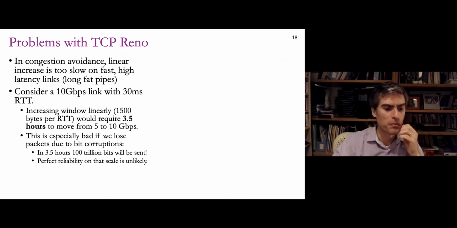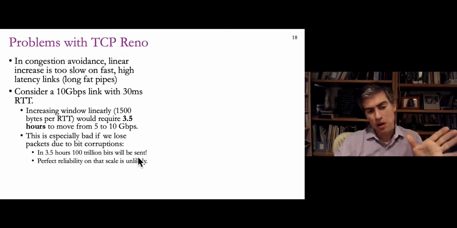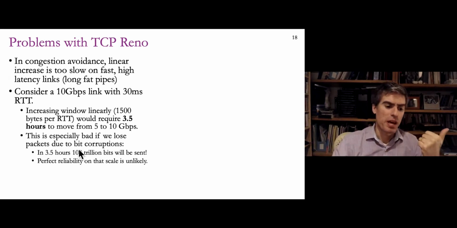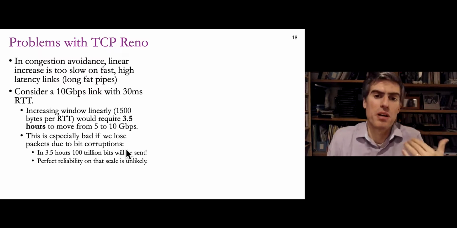Excuse me. Now that's one problem. But an even worse related problem is that while we're doing this linear increase, there's a possibility we might actually lose packets not due to congestion, but due to bit corruptions. There's such a vast amount of data that we're sending that it's likely there will be a bit corruption that will cause a packet loss.